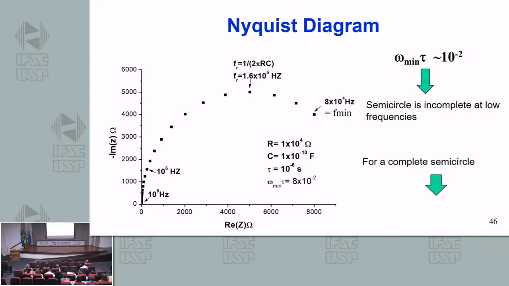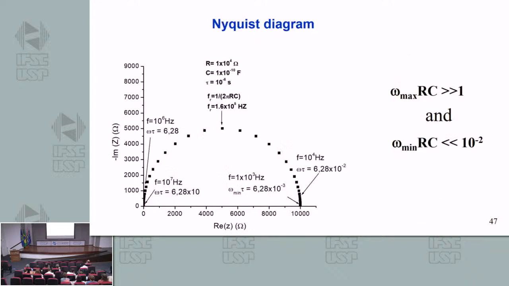So to have a complete semicircle, you must have, for all materials, about 3 orders of magnitude. You may vary the frequencies from 10 to the 6 to 10 to the minus 3, to 10 to the 3. Normally, if you have 3 orders of magnitude in frequency, you will have a complete semicircle, but those frequencies, of course, depend on the time constant of the material or on the RC product of your material. And if you do not have a complete semicircle, you can also play with temperature. Increase or decrease the temperature, and you will see a complete semicircle.